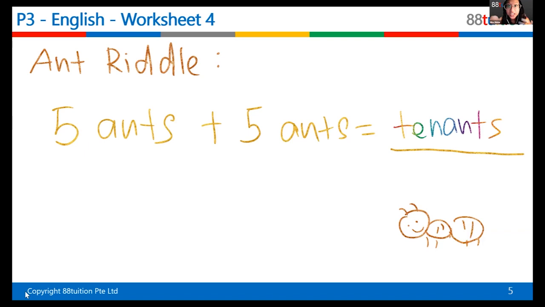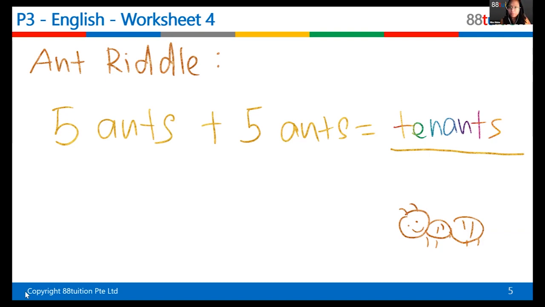Now, this word is actually an English word in the dictionary. What does this word mean? This word is not pronounced as 10 ants. It's pronounced as tenants. So this is a new word you're learning today. This word is pronounced as tenants. One is a tenant. More than one are tenants. Now, what is a tenant?